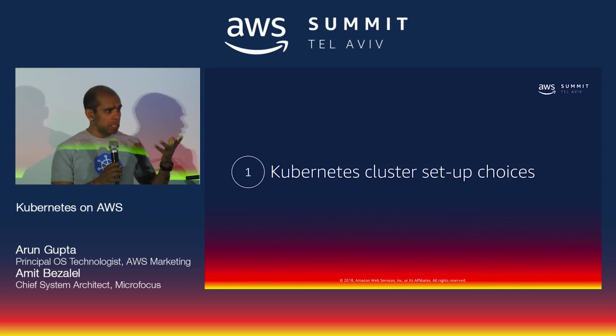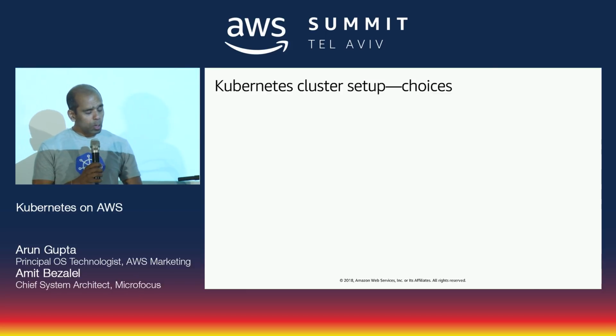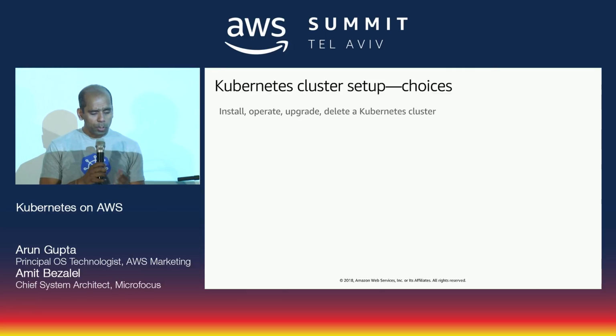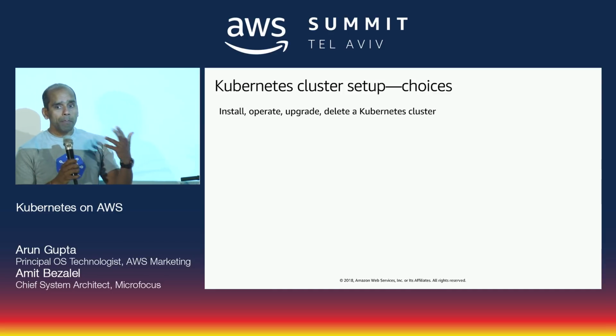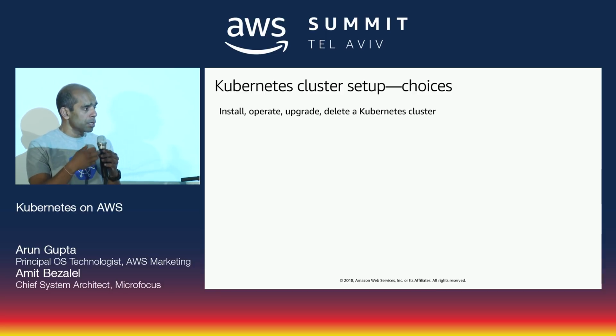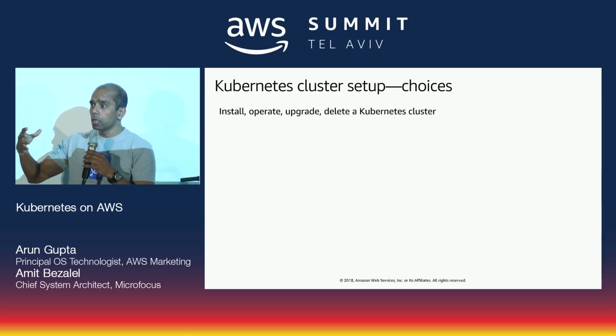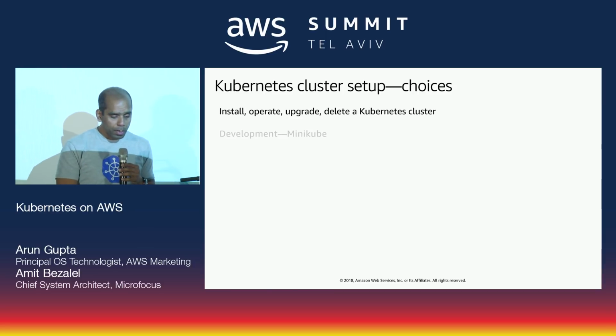What are my choices if I want to set up a Kubernetes cluster on AWS today? There are plenty, actually. And what do you mean by setting up a cluster? Essentially, it means, how do I install, operate, upgrade, manage, patch a cluster? If you understand the Kubernetes architecture, it has a master, it has a worker, setting those instances up. What does it take to get it up and running?